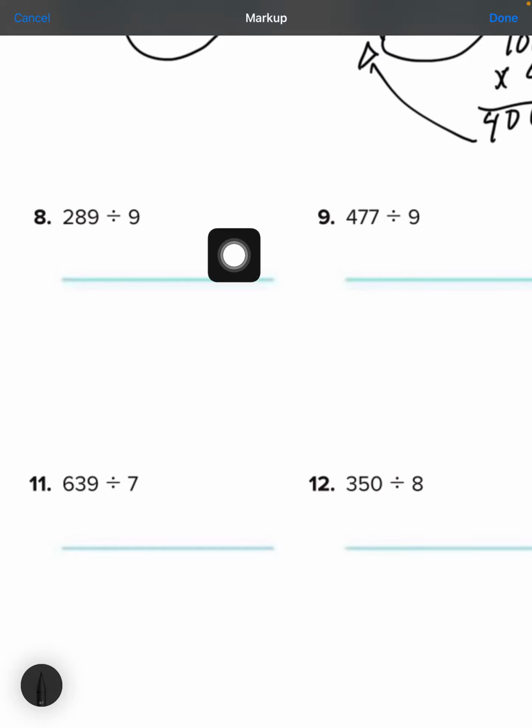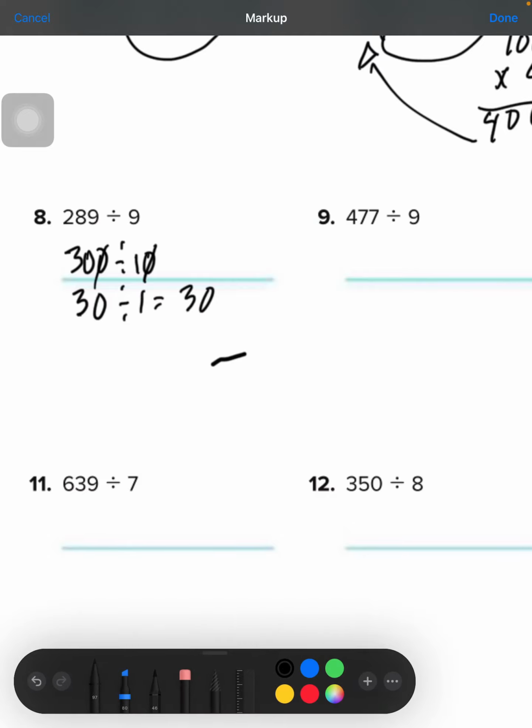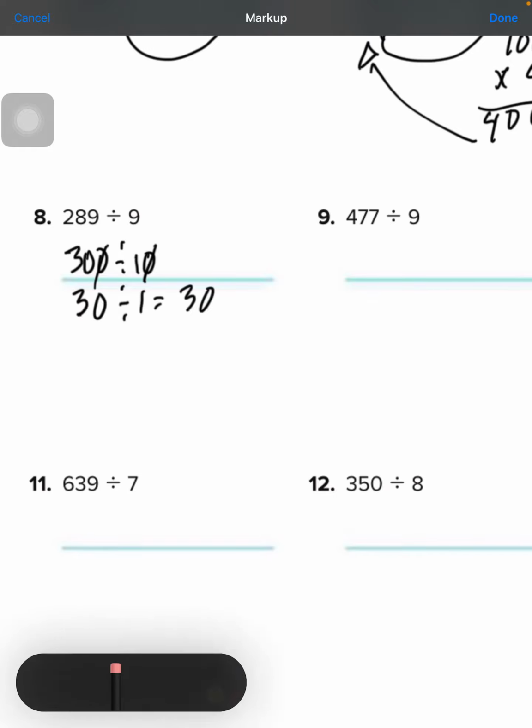Number 8. 289 divided by 9. I don't like either of those. Let's change them both. Let's change this to 310. That makes life a lot easier, doesn't it? We can even do our fun little strategy we learned, crossing off a 0. So now we have 30 divided by 1 equals, well, 30, right? Good job.